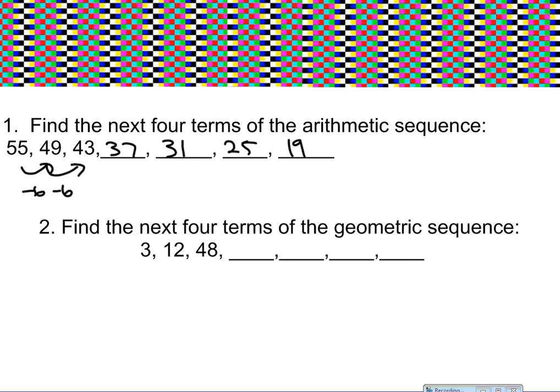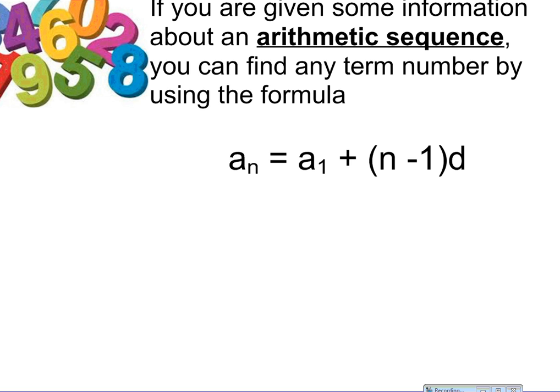If I take a look at the geometric sequence, what am I doing each time? Well, here I'm actually multiplying by 4 each time. So multiply by 4, multiply by 4, multiply by 4. So 48 times 4 is going to be 192. Next one's going to be 768. Next one's going to be 3072. Next one's going to be 12,288. So that's just a couple quick examples.